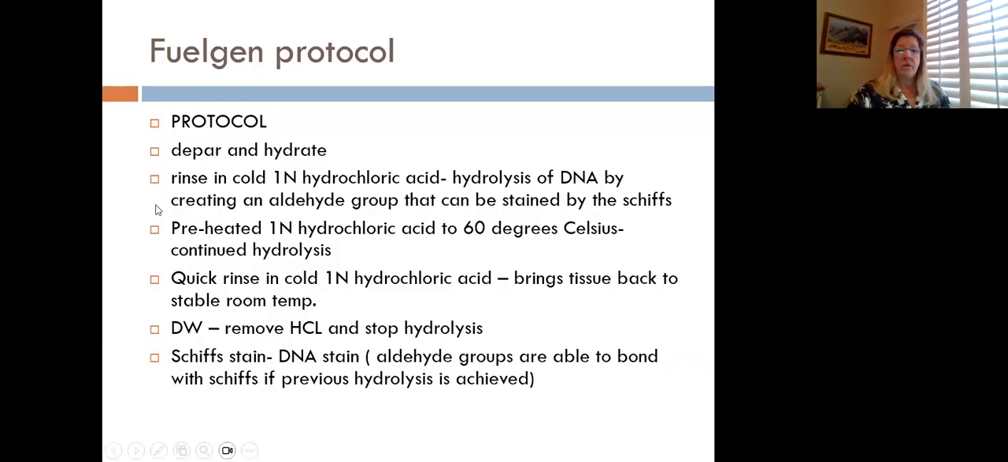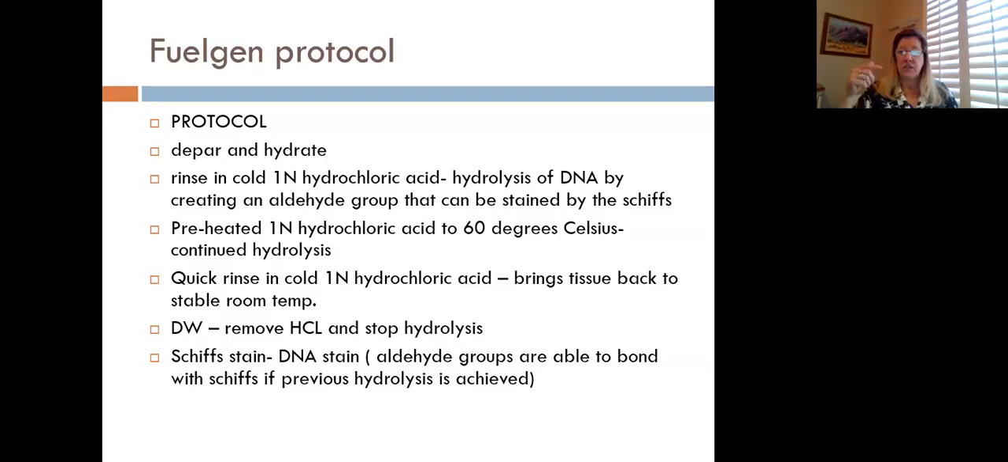All right. So once you've created that aldehyde through hydrolysis, then you're going to do a distilled water wash. And that's going to remove the excess hydrochloric acid, and it's going to stop that hydrolysis from happening. It's going to stop that creation of that extra aldehyde. Then you're going to go into Schiff's. Schiff's reagent is a sort of wheat color to pink. Yeah, it's your DNA stain.